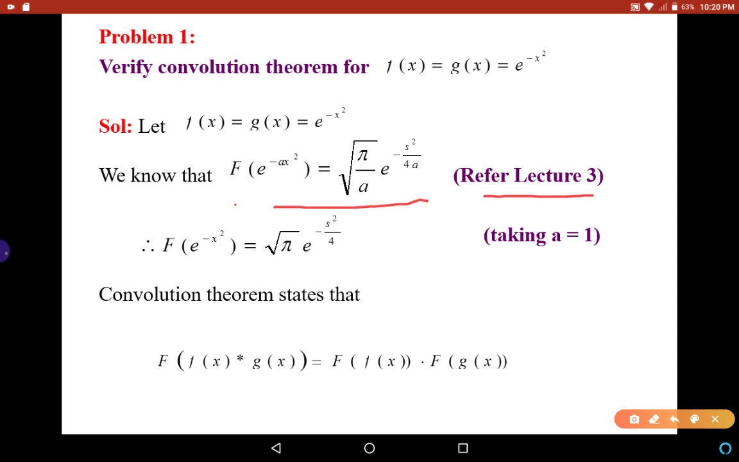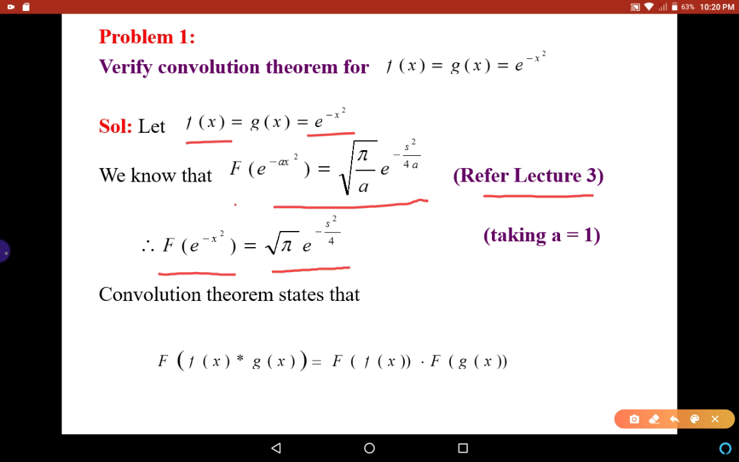So Fourier transform of f of x here, because f of x is equal to e power minus x square. Therefore Fourier transform of e power minus x square is given by root pi into e power minus s square by 4. So let us keep this equation aside. We'll use it whenever necessary.